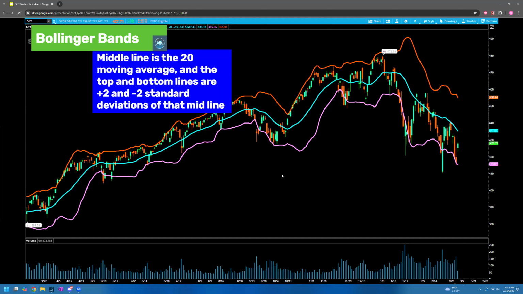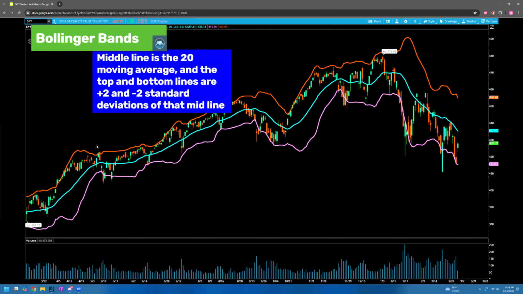And you can kind of see, once we start to get pretty extended outside of these bands, very commonly there's some kind of reversal reasonably soon after. It's not always the same day, it's not always the next day either, but once we start to get extended outside of these bands, you really got to start preparing for a potential reversal.